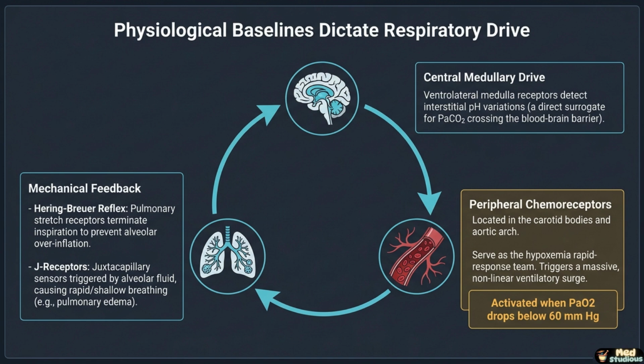Meanwhile, mechanical feedback fine-tunes the whole system. The Hering-Breuer reflex uses pulmonary stretch receptors to terminate inspiration before the alveoli overinflate. And juxtacapillary receptors, known as J receptors, sit right beside the pulmonary capillaries, becoming activated by fluid accumulation, such as in pulmonary edema, triggering that classic rapid, shallow breathing pattern seen in heart failure patients.